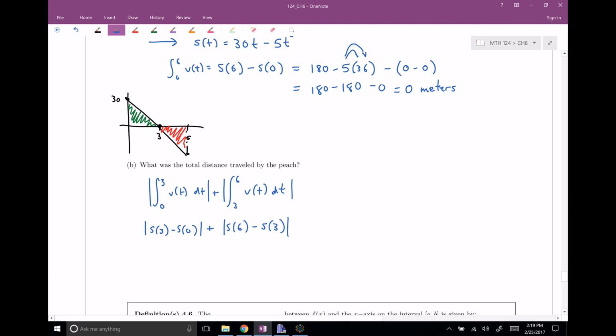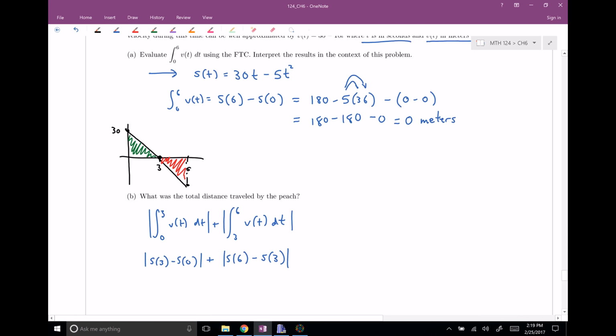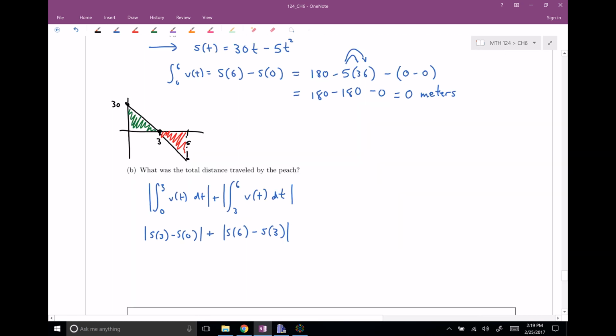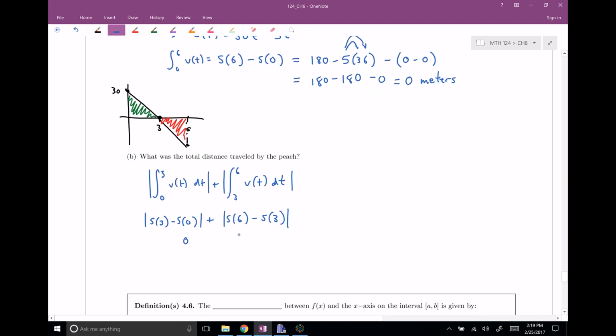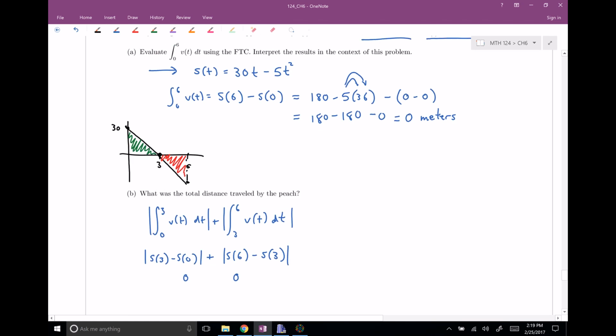Okay, so let's go ahead and now calculate this out. So s of 0 I already know is 0. Actually, s of 6 I already know, also 0. But s of 3, that's the only one that I really don't know. So s of 3, if I plug in 3, I would get out 90 minus 5 times 9. So that's going to be 90 minus 45. So that's going to be 45.